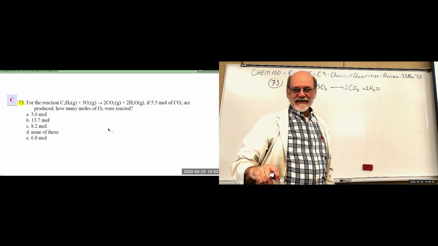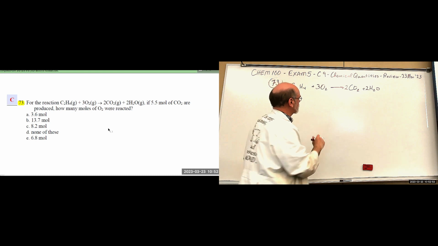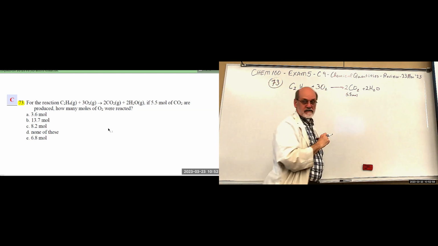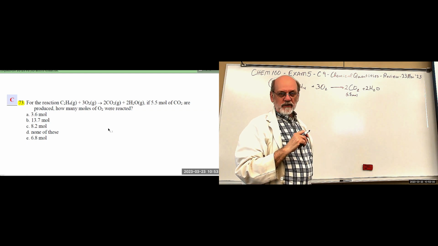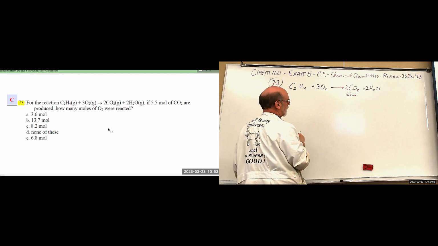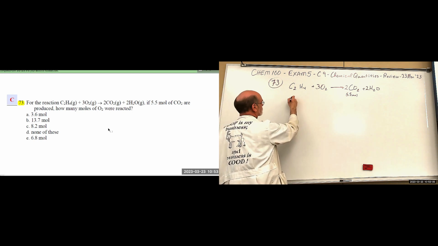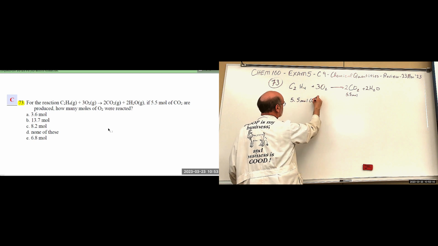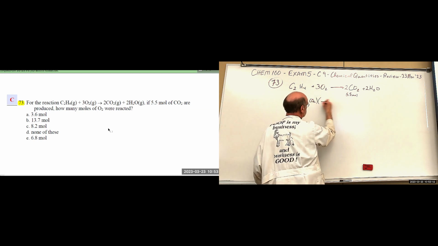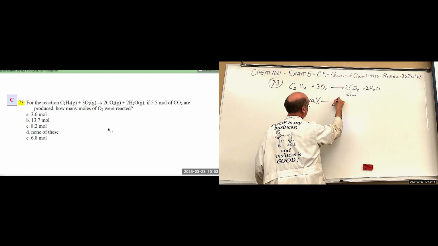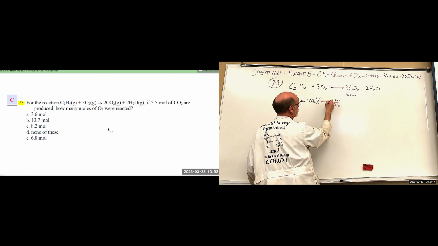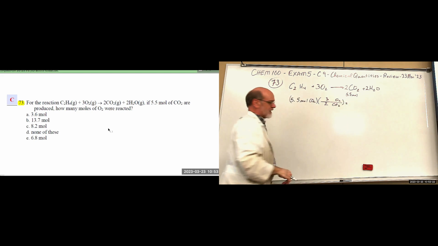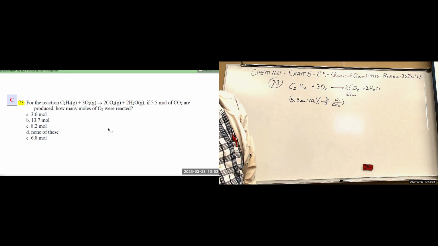All right. If 5.5 moles of carbon dioxide are produced, how many moles of oxygen were reacted? This is too simple. Right? That's moles of carbon dioxide. We want to convert it to oxygen. So we have 2 here and 3 there. So 1.5 times that. I'm going to do that one on my calculator.